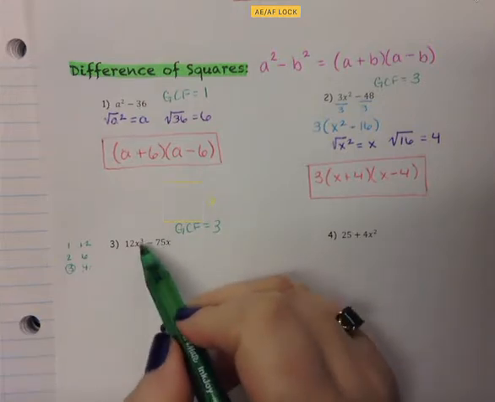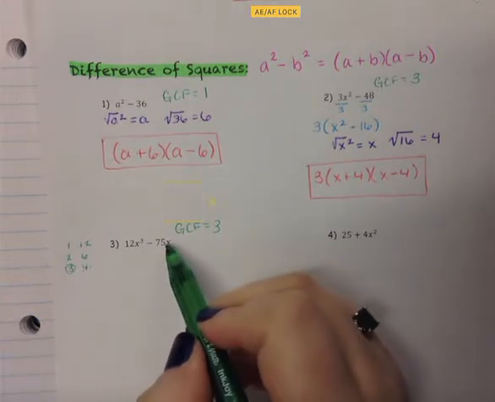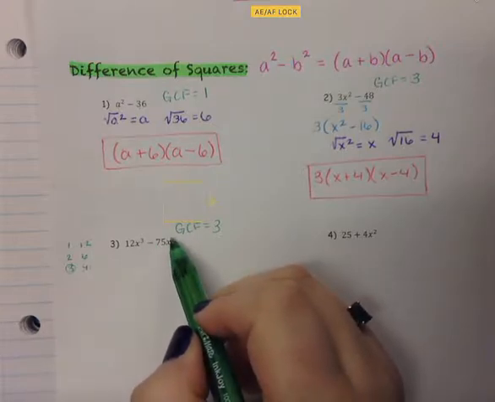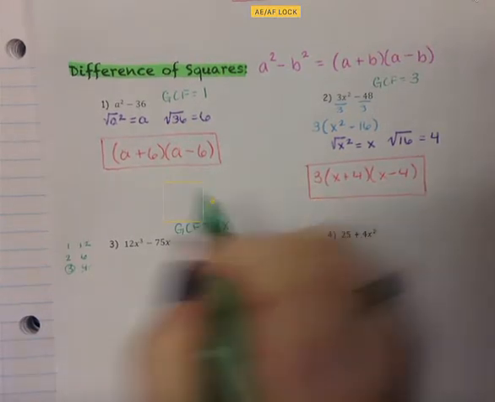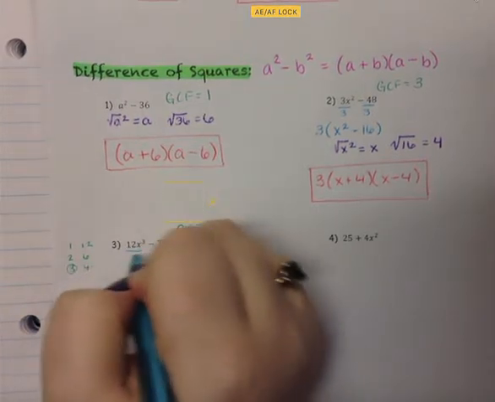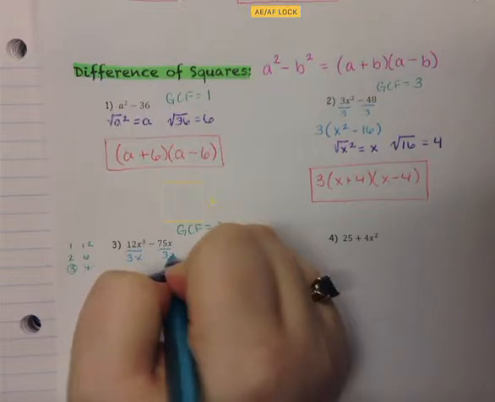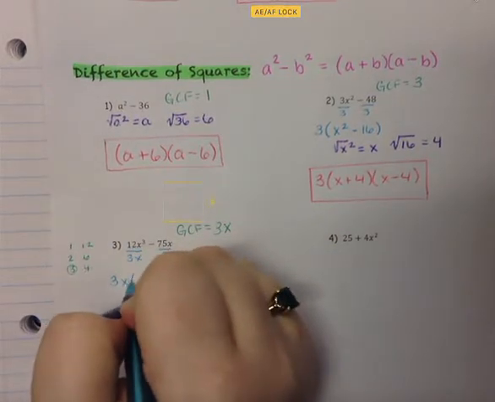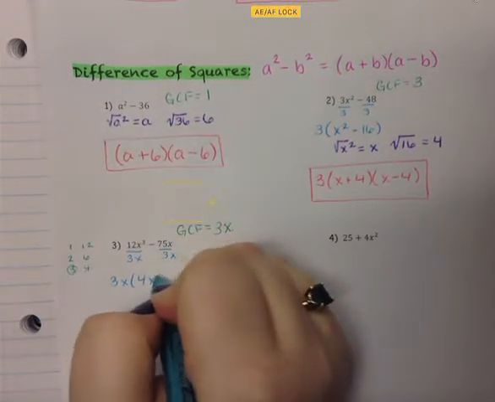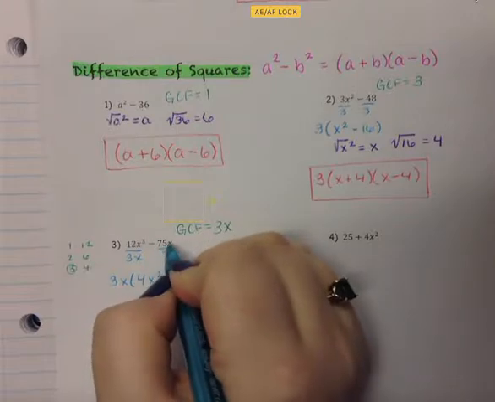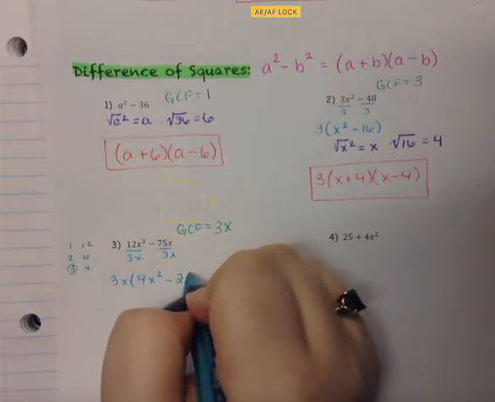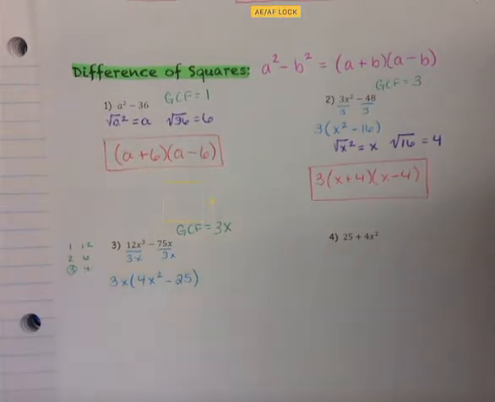Now I see that both of these do have a letter. They both have the same letter, so I know I can factor out an x. I look for the smallest exponent, which is x to the first, so I know my GCF is 3x. Now I'm going to divide all of my terms by that GCF of 3x. I'm going to put the 3x on the outside of the parentheses. 12x cubed divided by 3x is 4x squared. Negative 75x divided by 3x is a negative 25. And then the x's are gone, so close parentheses.